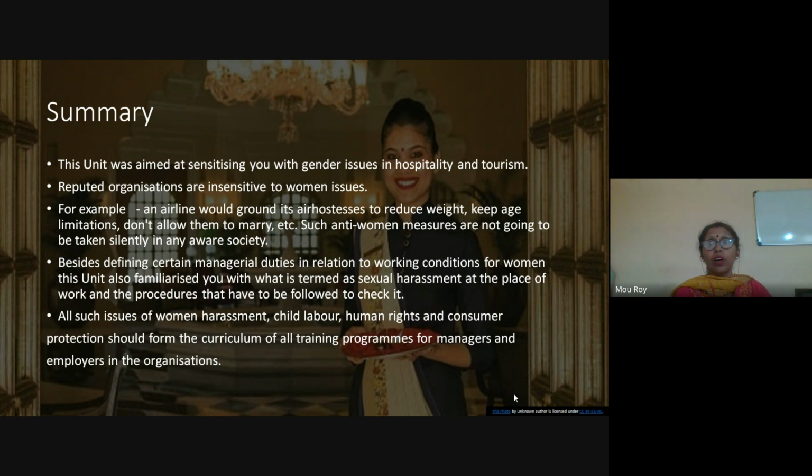How are these programs to be handled: women harassment, child labor, human rights, consumer protection? So training has to be given, an orientation program has to be given, once in 6 months or once in 3 months, so that they are aware. So this is very important.